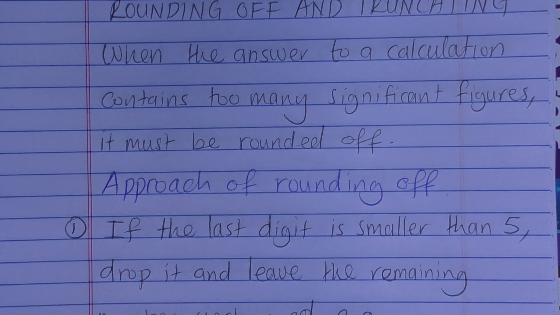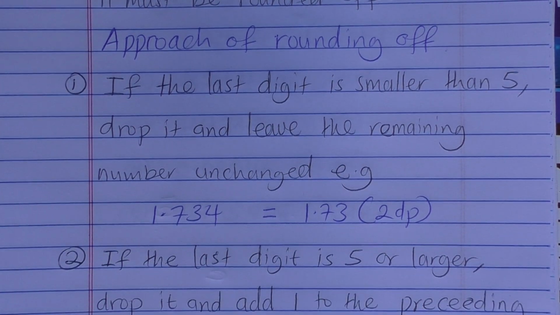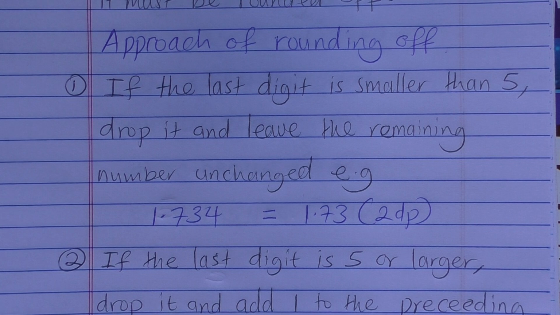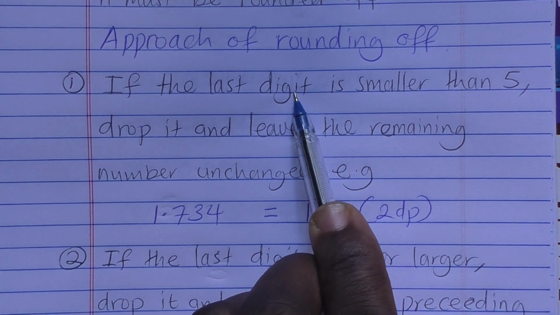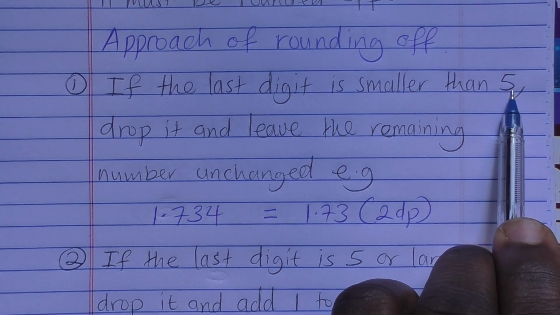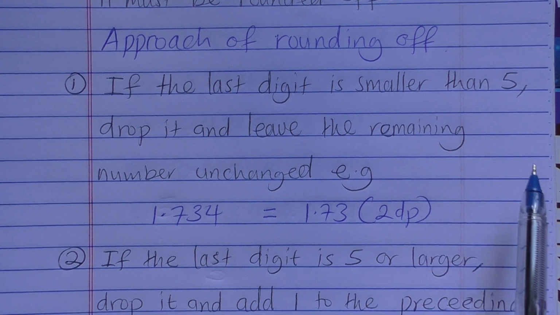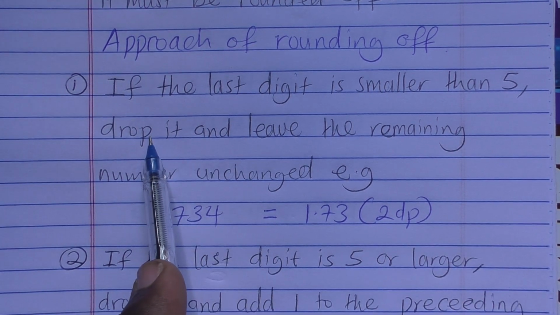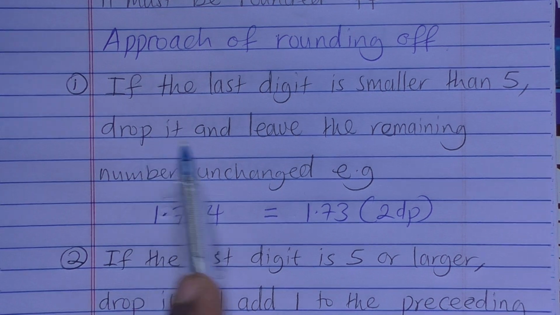The approach of rounding off is simple. We have two cases we consider. The first case is when our last digit, at the number of decimal places we want, is smaller than 5. Let's say from 0 to 4. If our last digit is from 0 to 4, or less than 5, we just drop it and leave the number unchanged.